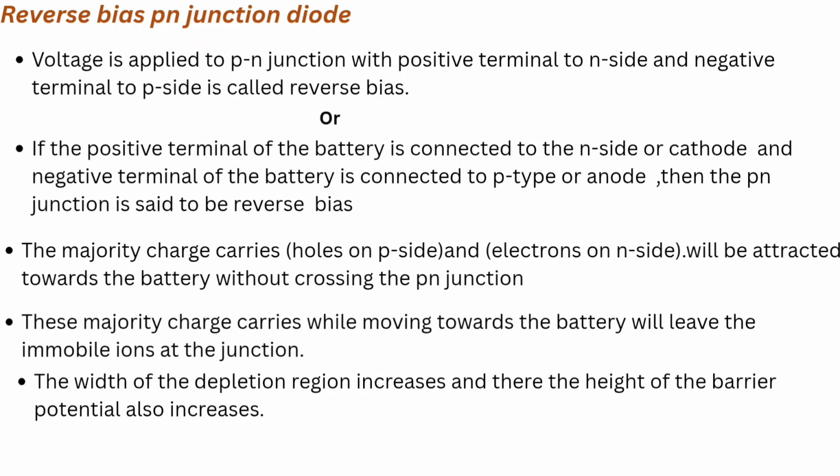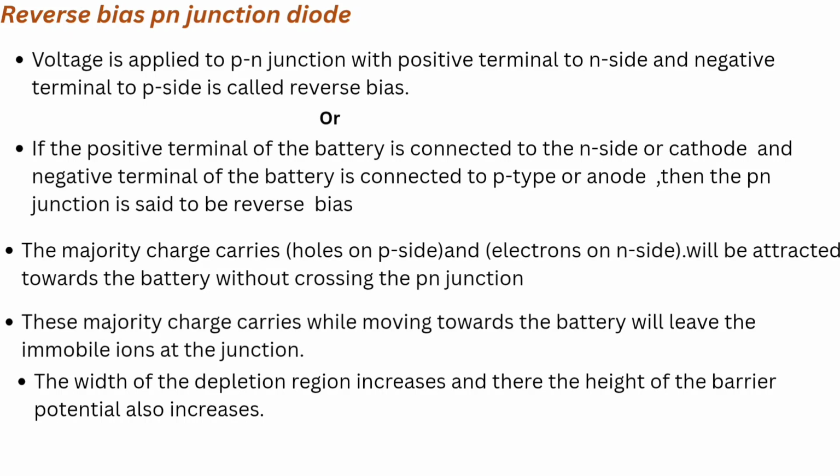In reverse bias, we are connecting them in the opposite polarities. So we know opposite polarities are attracted to each other. That's why from the n-type the electrons and from the p-type the holes all are moved towards the battery. That's why the barrier potential will increase. So if the barrier potential increases, it acts as an insulator, right? That's why in the reverse bias, the flow of current is zero.